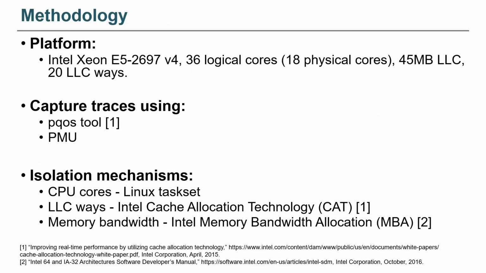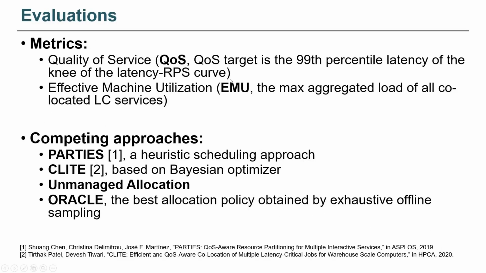We evaluate OSML on a platform with an Intel Xeon E5 CPU, which has 36 logical cores, 45 MB LLC, and 20 LLC ways. OSML captures traces using PQoS and PMU. The CPU, LLC ways, and memory bandwidth are managed using Linux taskset, Intel Cache Allocation Technology, and Intel Memory Bandwidth Allocation.